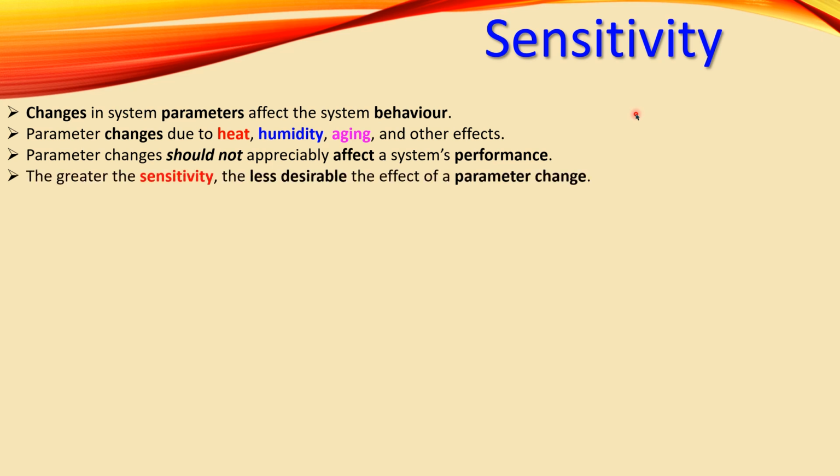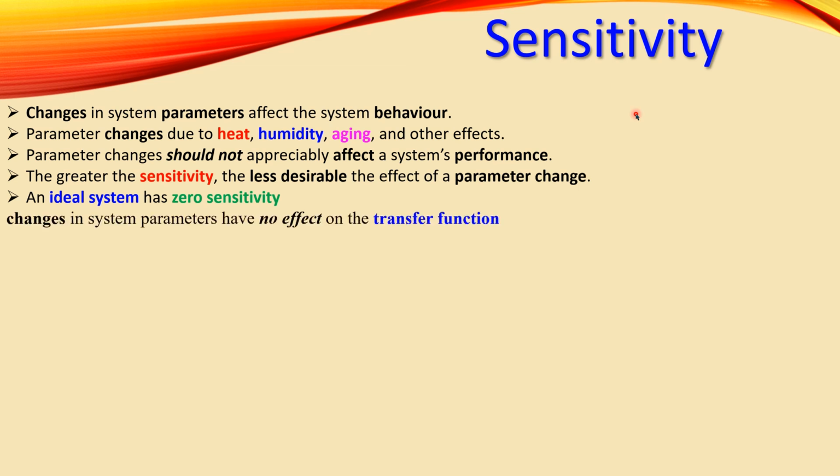Now, the greater the sensitivity, the less desirable the effect of a parameter change is. So if I just change, for example, the time constant of my system by 1%, and if that has an effect of 10% on the output, that is indeed not what we want. So the ideal system has zero sensitivity, so it is not sensitive to any parameter changes, which is of course not true in practical situations, but that's an ideal situation. That means changing your system parameter will not have any effect on the transfer function.